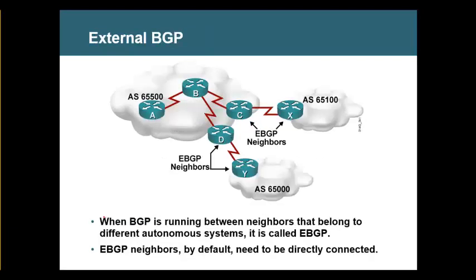As we saw earlier, the BGP running between autonomous systems, in order to bring the other autonomous system's network inside this autonomous system along with the attribute, we call that BGP as EBGP, External Border Gateway Protocol.